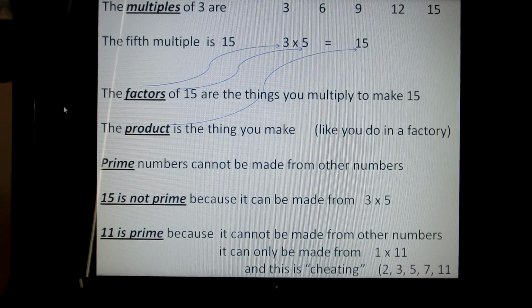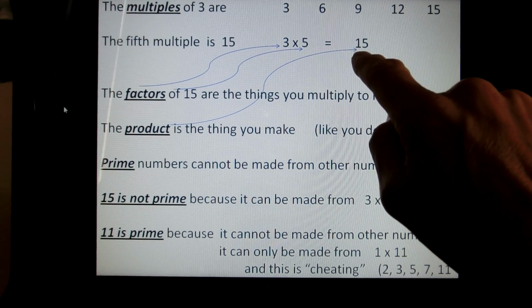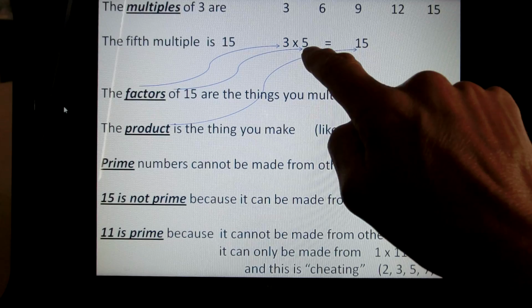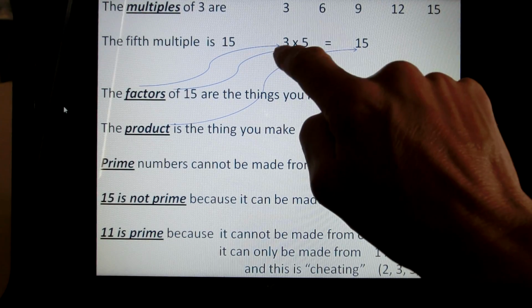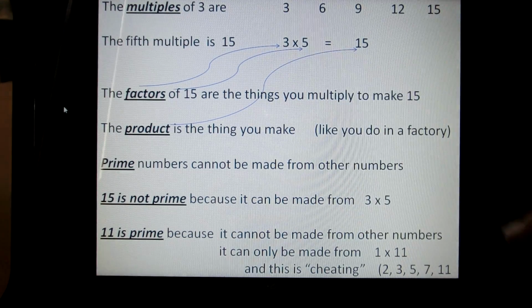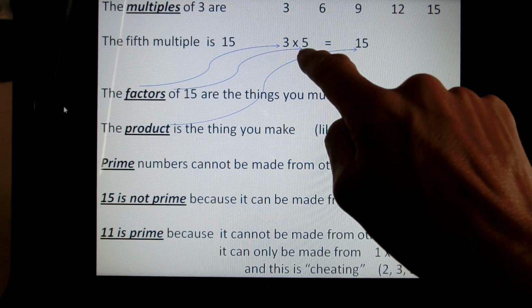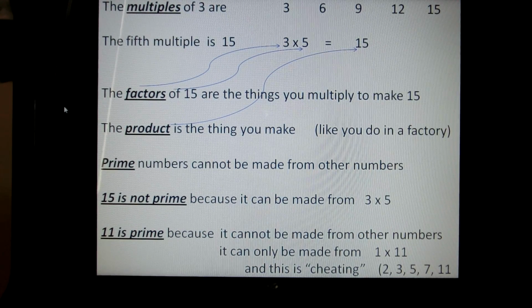If you want something that might help you to remember, it's a little bit like in a factory. In a factory you make things and you make products. Here is the product, here is the thing you make, and these are the makers. These are the things you use to make, but you're making by multiplying. So the factors are the makers of 15. So 3 and 5 are used to make 15. But the making is not by addition, it's by multiplying.